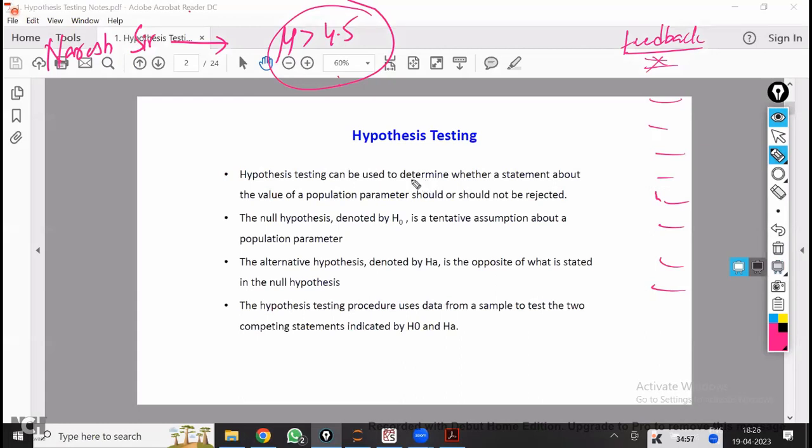Hypothesis testing means determining whether a statement about the value of a population parameter should or should not be rejected. Whether it is greater than or equal to, or exactly equal to, it is one statement. How we form this statement depends upon the situation, the data, and the question. For example, in Naresh IT, whoever the trainers having 4.5 or more will continue; otherwise they will be removed. Naresh sir decided 4.5, not you or me.